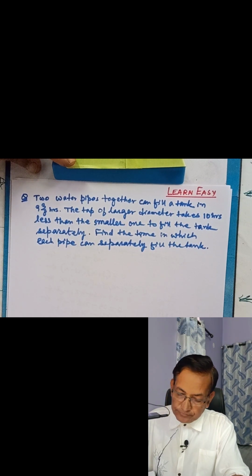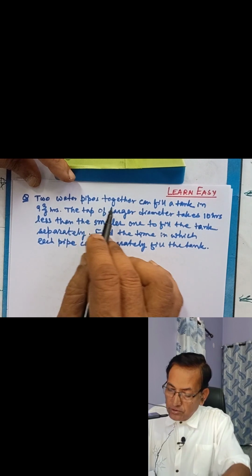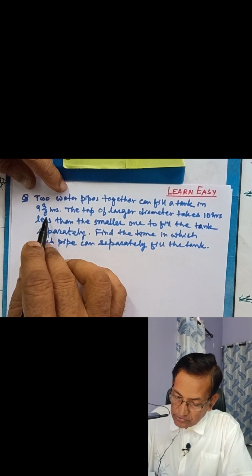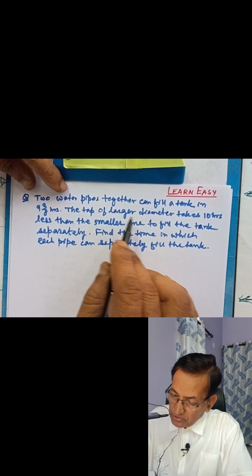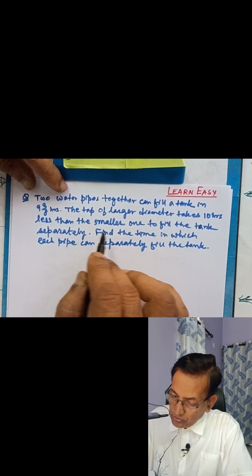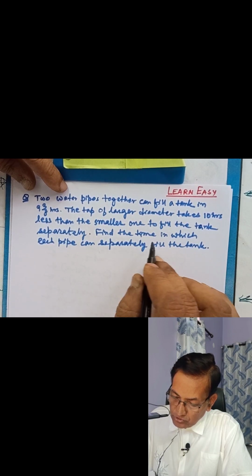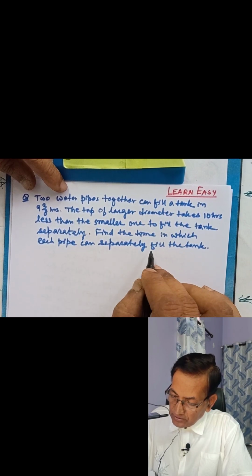The first sum is: two water pipes together can fill a tank in 9 3/8 hours. The tap of larger diameter takes 10 hours less than the smaller one to fill the tank separately. Find the time in which each pipe can separately fill the tank.